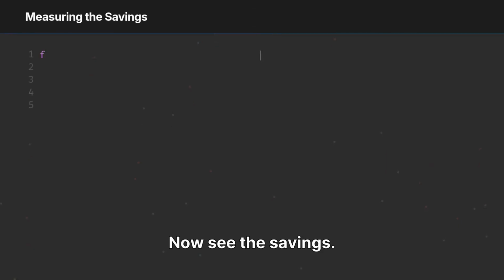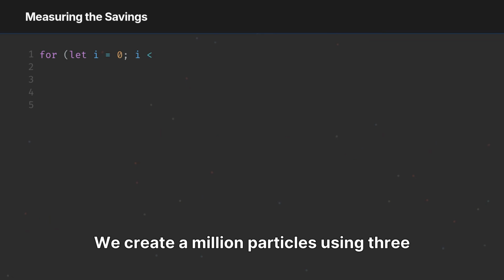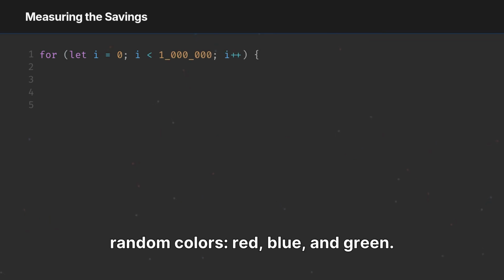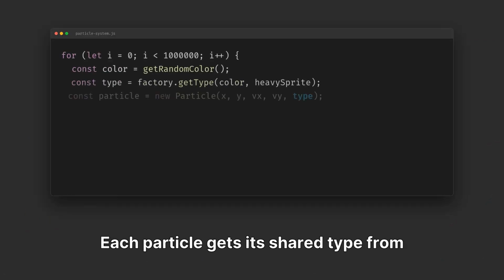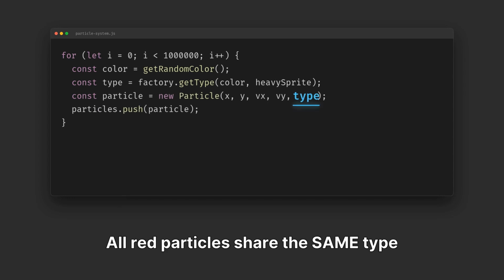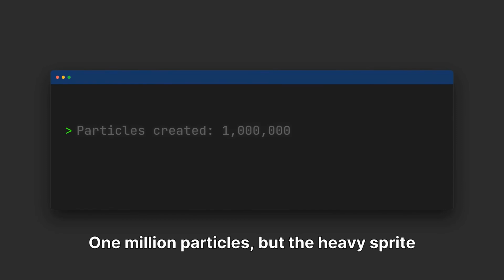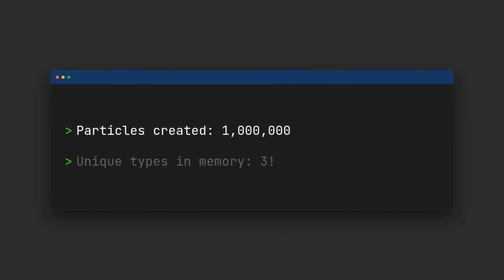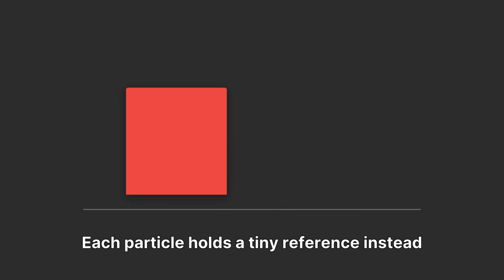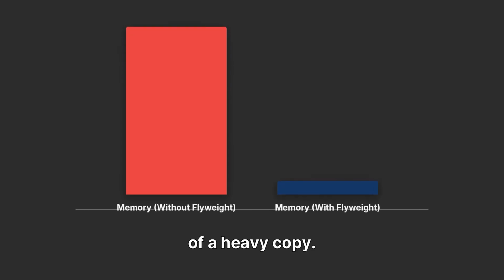Now see the savings. We create 1,000,000 particles using 3 random colors: red, blue, and green. Each particle gets its shared type from the factory. All red particles share the same type object. 1,000,000 particles. But the heavy sprite data exists only 3 times. It's that efficient. Each particle holds a tiny reference instead of a heavy copy.